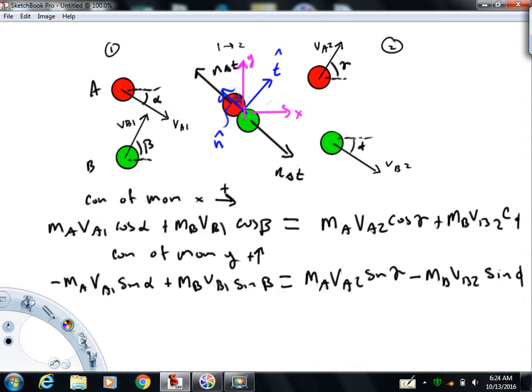Now, this system of equations would be good for solving for up to 2 unknowns. This is a 2-dimensional problem, and we got a pair of equations here. Then the million-dollar question is, what if we have 3 unknowns? Well, there's a couple possibilities. The first one, which I talked about earlier, is what's called the coefficient of restitution, which allows you to write equations for each of these individually in the normal direction, but I'm going to save that for another video.